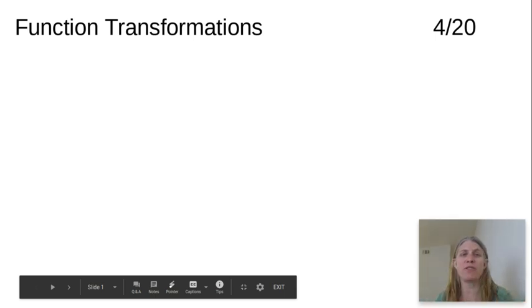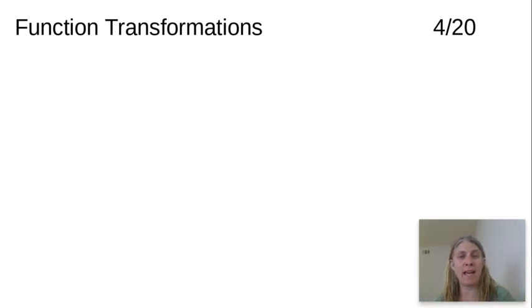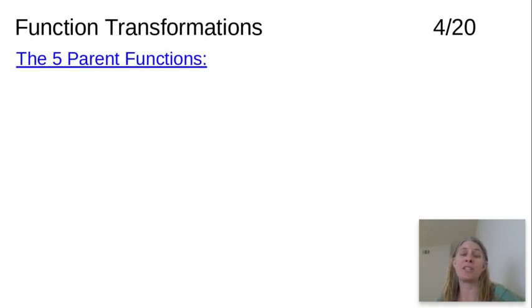Today we're starting our first section in Chapter 11. We're going to have a Chapter 10-11 combo test, and we're going to be looking at function transformations. Now, the first thing that we need to know is the 5 parent functions and what they look like, so that when we transform them, we know what the original started with.